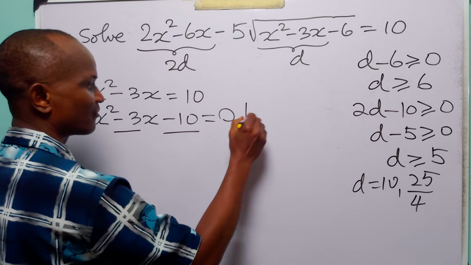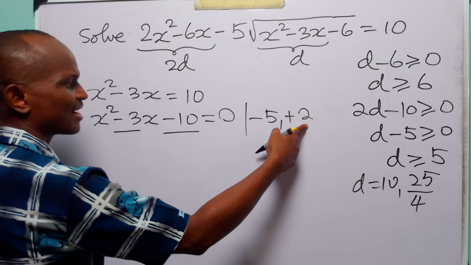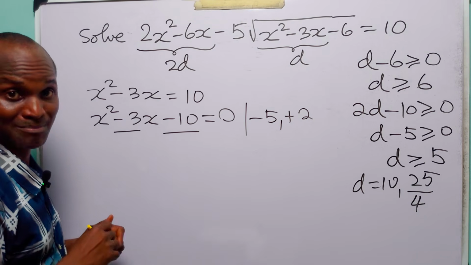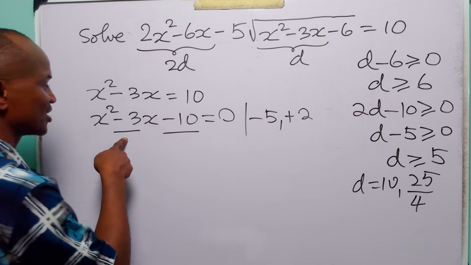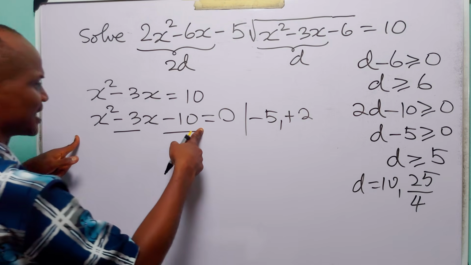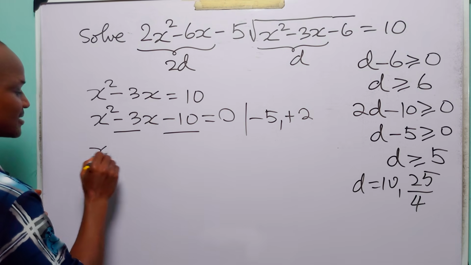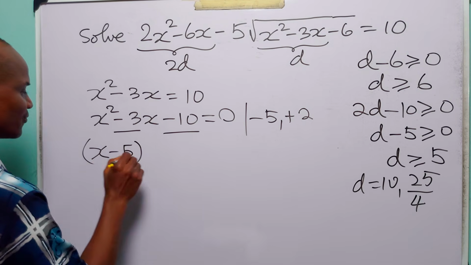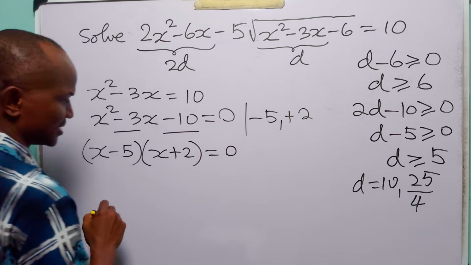And of course, we have minus 5 and plus 2. Because minus 5 times 2 is going to give us minus 10, while minus 5 plus 2 is going to give us minus 3. So when we factorize the left-hand side of this quadratic equation, we have x minus 5 times x plus 2 is equal to 0.